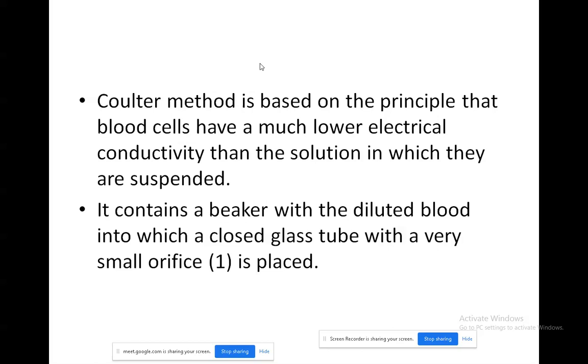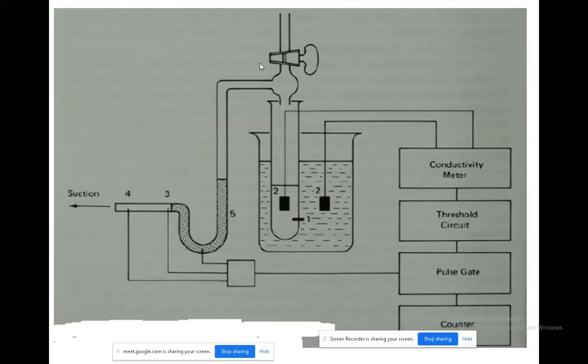In the Coulter method, you will have a beaker filled with diluted blood, into which a closed glass tube with a small orifice is placed like this. Okay, you are going to take a beaker with the diluted blood. So you are going to keep a glass tube with the orifice.